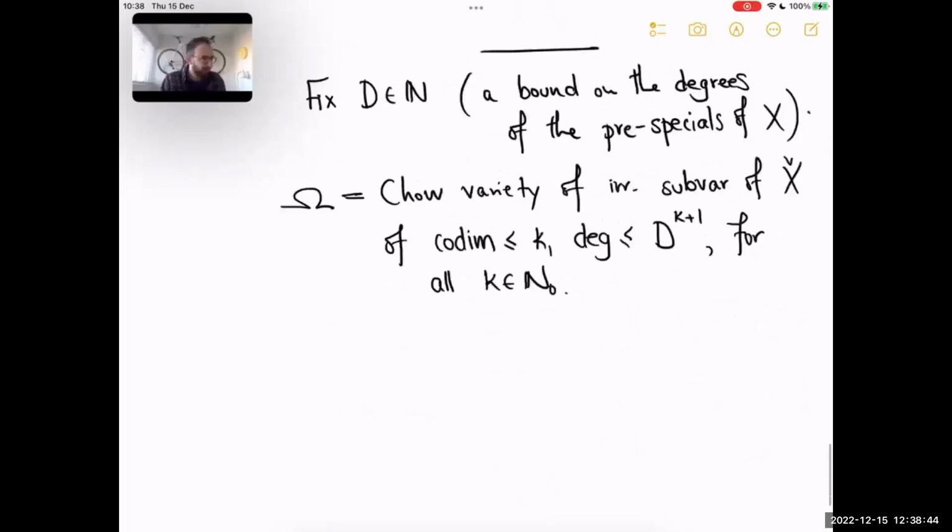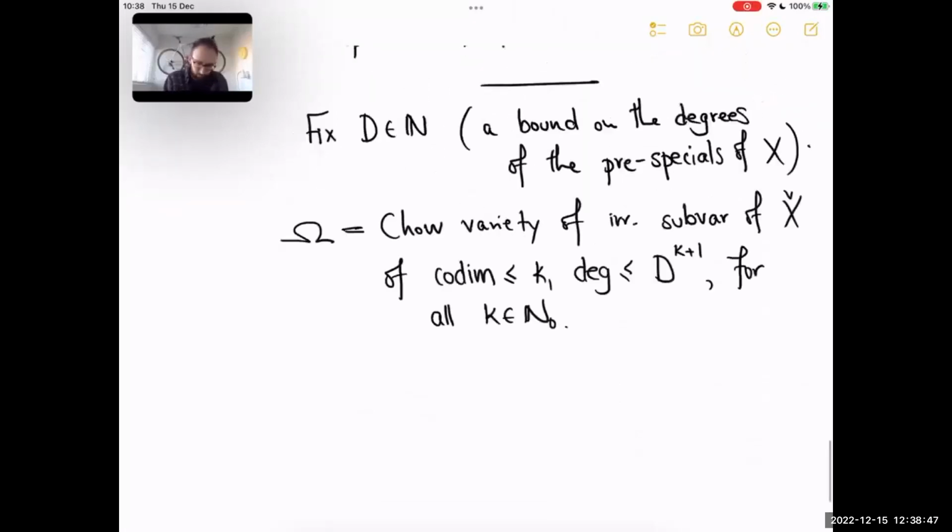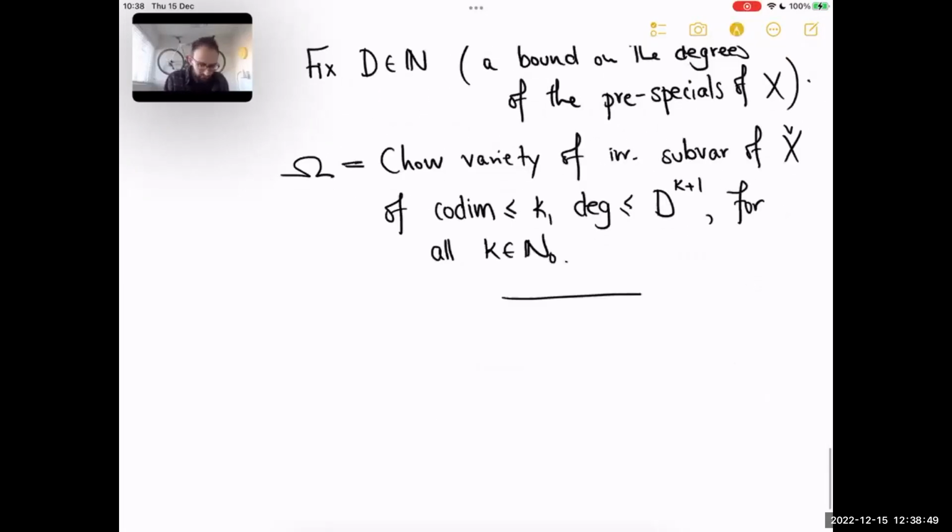And then lastly, I want to make a remark about what happens if I bring a special subvariety into the picture. So suppose now I have an, sorry.